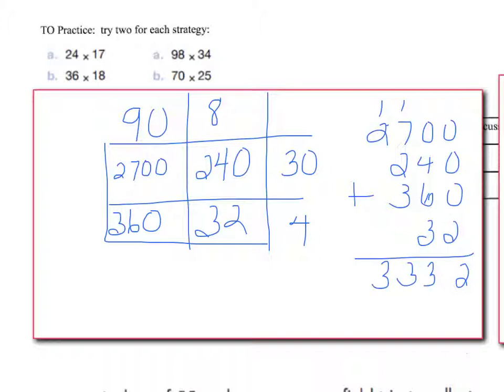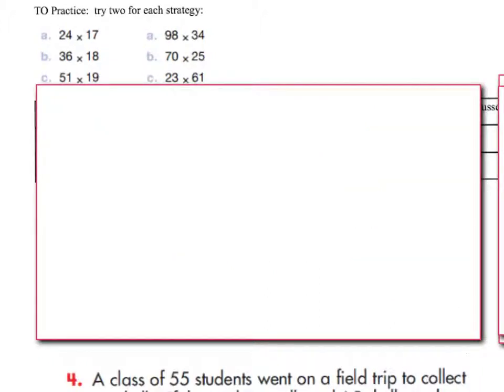And this is again where estimation comes in as handy. 90, which is close to 100, 34, which is close to 30, 100 times 30, well, would give us 3,000. So yes, in fact, my answer is close. I'm probably on the right track. So don't forget to use your estimation strategies to see if you are doing them correctly. All right, now we're going to try the next two, and the next two we're going to try with algorithm method. So try both B's using algorithm method. Press pause and try that now.